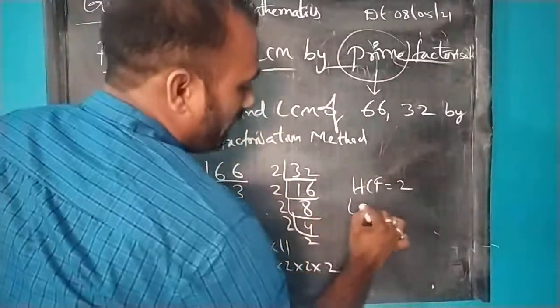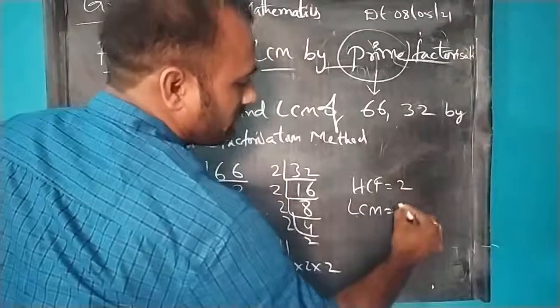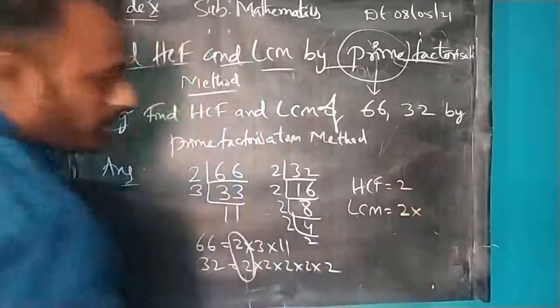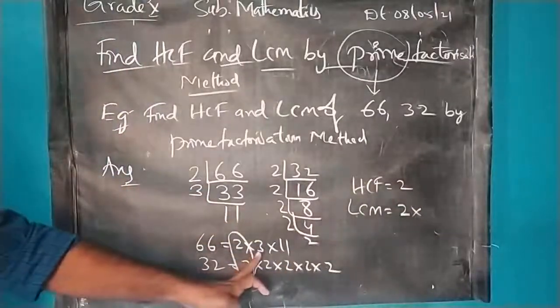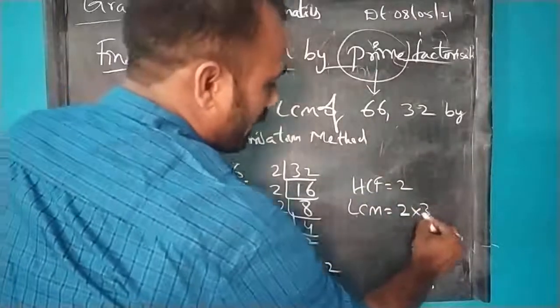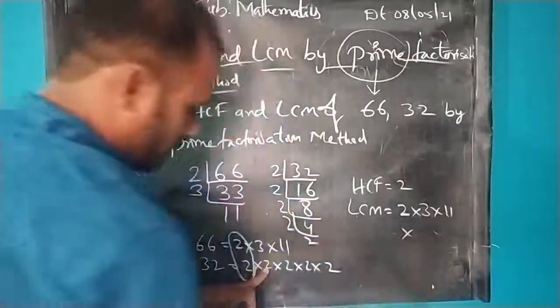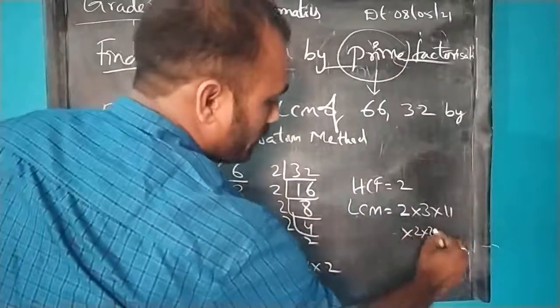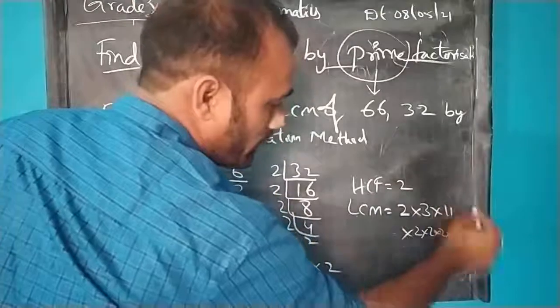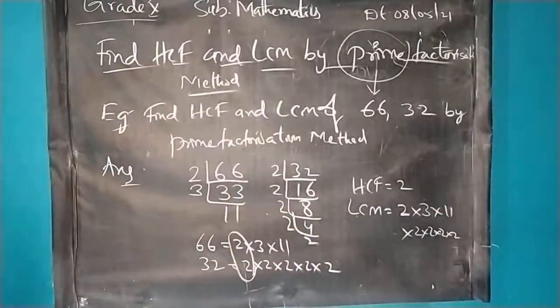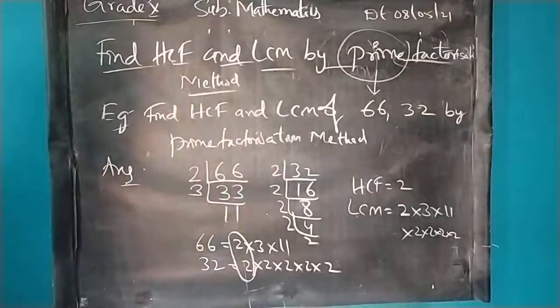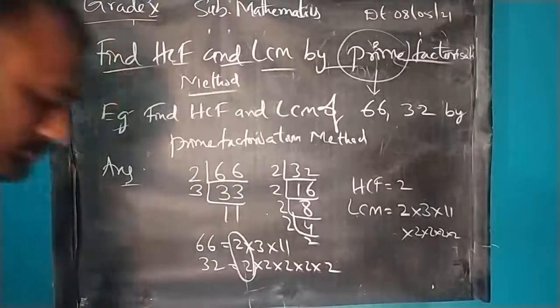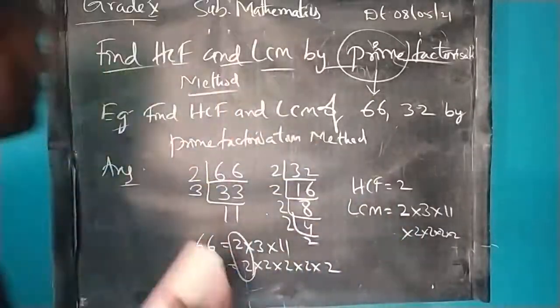LCM. While we are writing the LCM answer, first let us write the HCF answer directly, and then the left numbers. What are the left numbers here? 3 into 11 into 2 into 2 into 2 into 2. So multiply all these, you get the LCM answer. So this is the way of finding the HCF and LCM by the prime factorization method. Let us take another question.